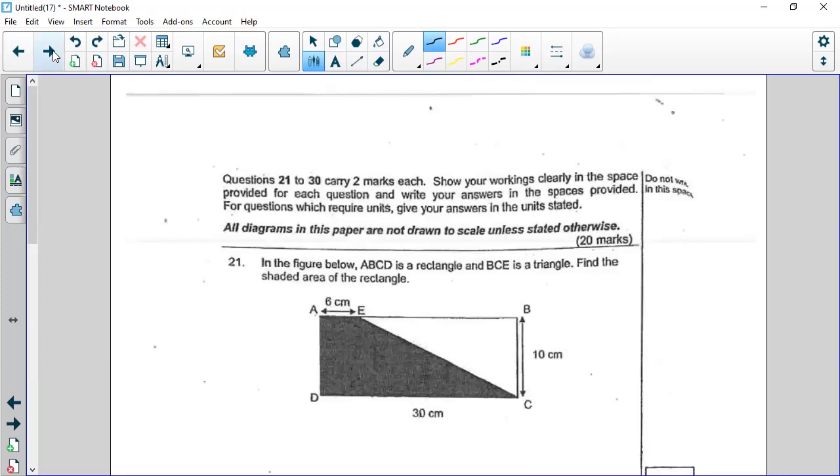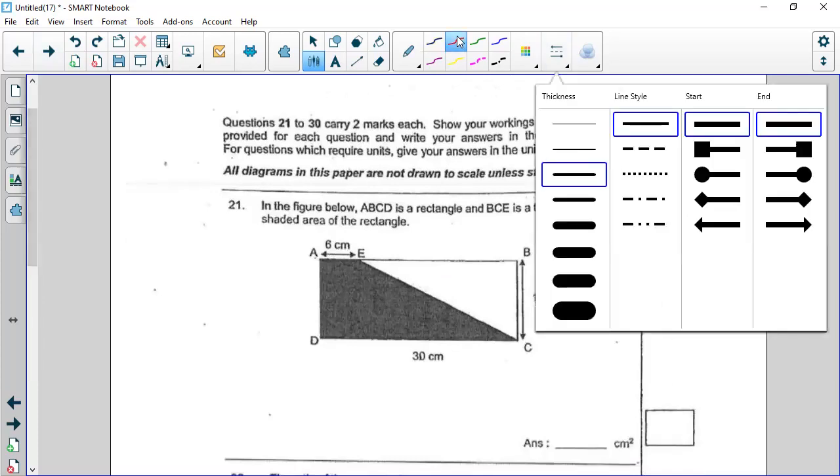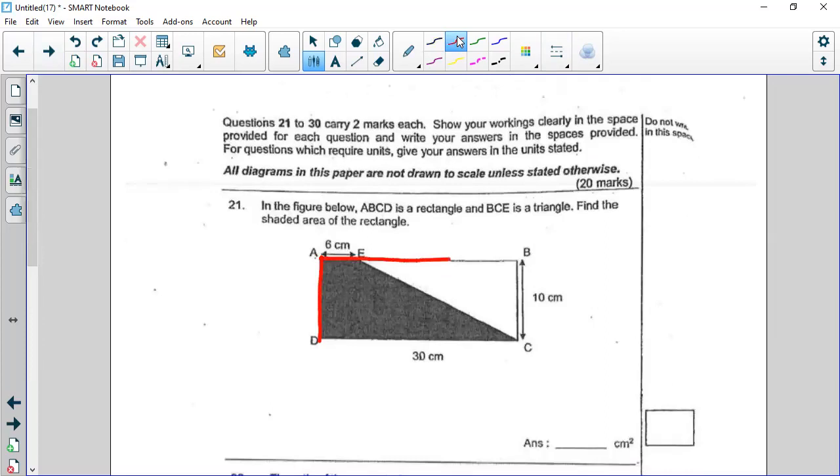Okay, find the shaded area of the rectangle. So how do you find? There are a few ways you can do it, okay? You can use the takeaway method. Takeaway method means what? Look for regular shapes. Okay, look for rectangles, which is a regular shape. Find the area of this rectangle. That will be 30 times 10, 300. And look for another regular shape, which is the unshaded triangle.